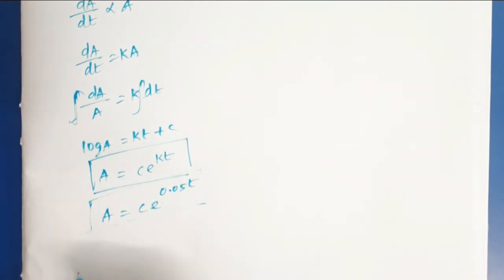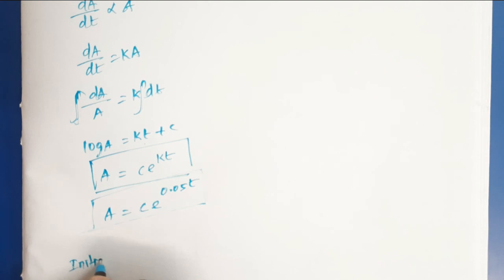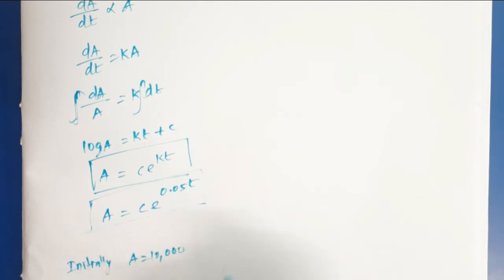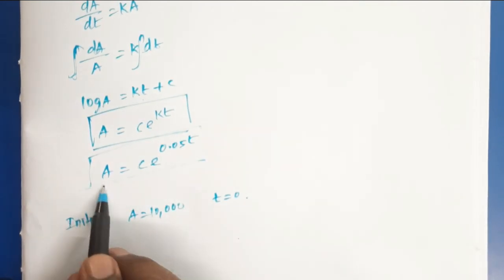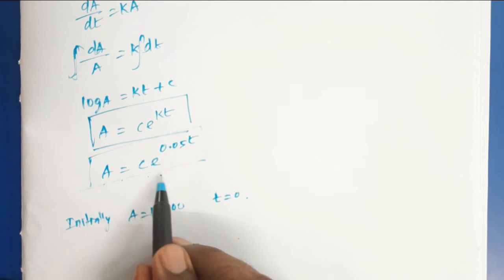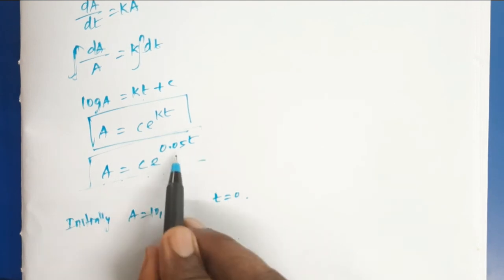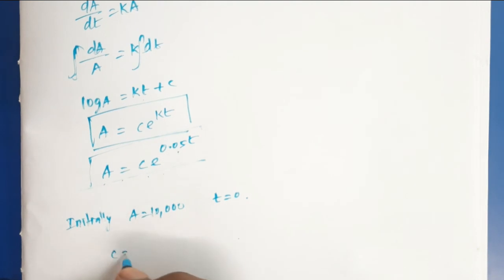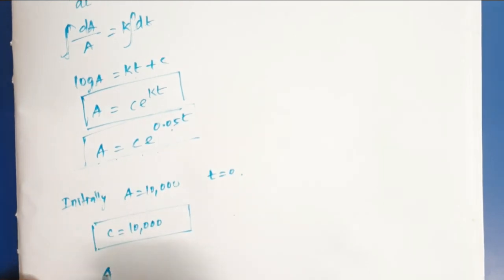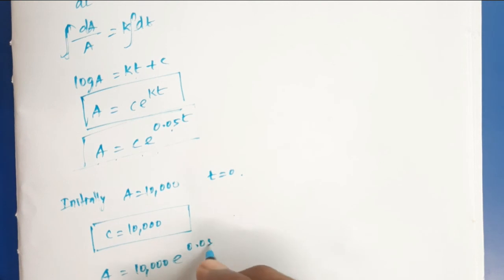Then initially A is equal to 10,000, the amount deposited, at t equal to 0. By substituting, we get 10,000 is equal to C e power 0.05 into 0. Anything into 0 is 0, and anything power 0 is 1. So C is equal to 10,000. Substituting in this equation, we get A is equal to 10,000 e power 0.05 t.